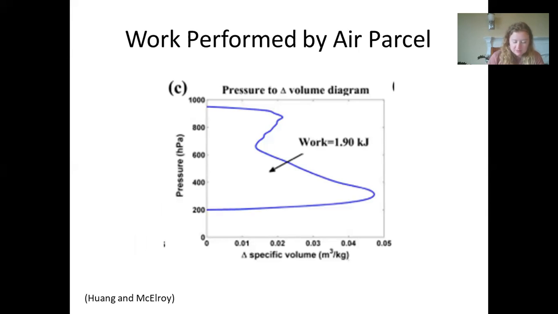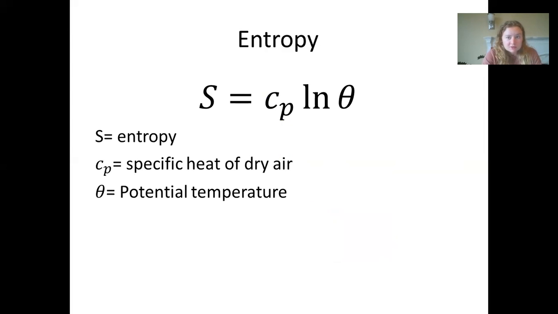So basically, the work in this system is 1.9 kilojoules, and that is work that the air parcel is doing on the system. Looking at entropy within the system, entropy is equal to C sub P multiplied by the natural log of theta. In this case, C sub P is the specific heat of dry air with pressure held constant, and theta is the potential temperature, which is the temperature that the parcel of dry air would have if it were brought from its initial state to standard pressure adiabatically.